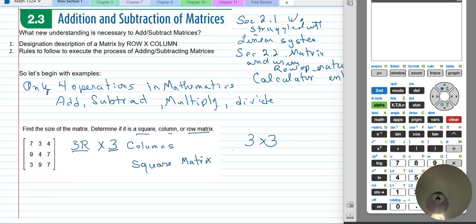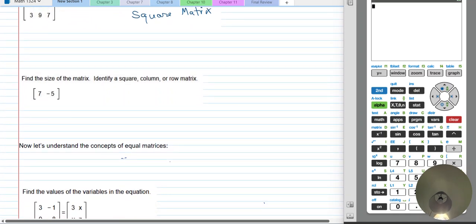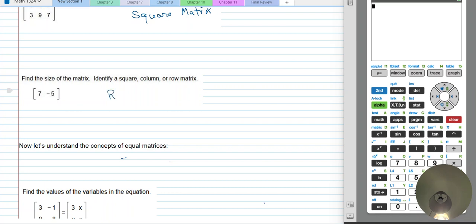Now, we have a little bit of experience from having done section 2.2 with the calculator, so we understand about this notation as we enter. Now, let's look at this one. Find the size of the matrix and identify square, column, or row matrix. All right, so we have 1 row and we have 2 columns. So we have a 1 by 2. Therefore, this guy right here is a row.